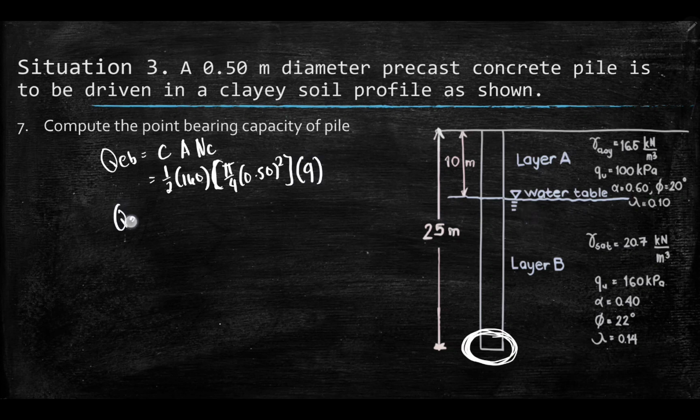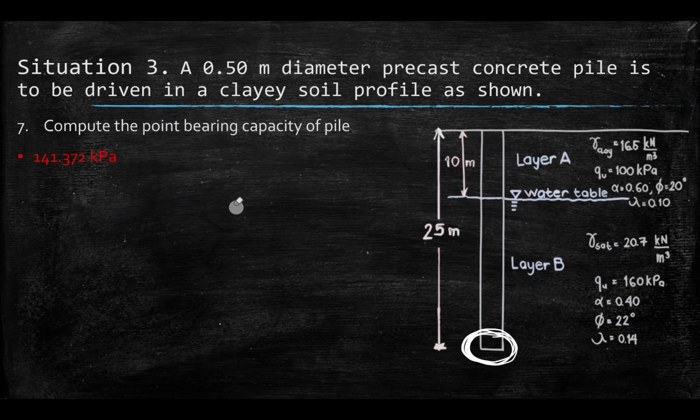Okay. So, our end bearing capacity or our point bearing capacity is equal to 141.372 kilonewton. Okay? Nakuha? Nakuha. Solve nyo lang siguro yan. Checking our answer kung tama ba. So, 141.372 kilonewton dapat yan. Okay? So, answer should be kilonewton. Tama ba? This should be kilonewton.